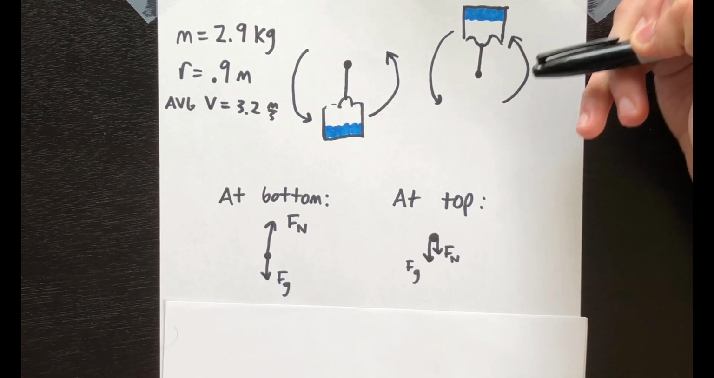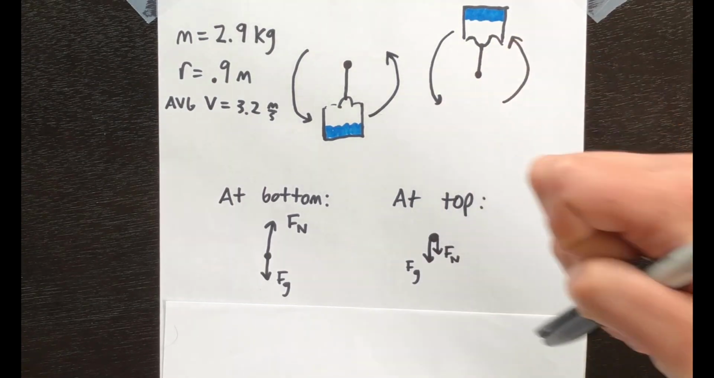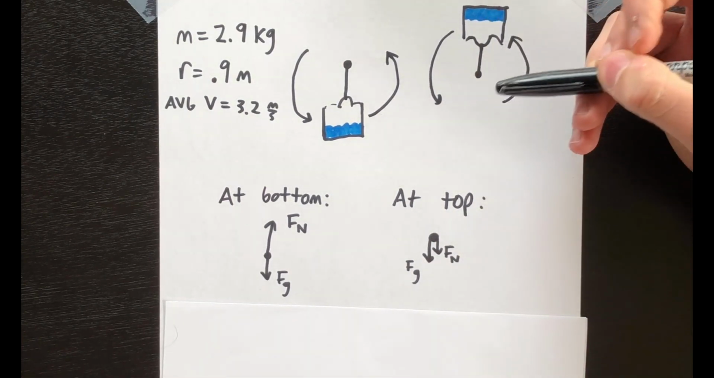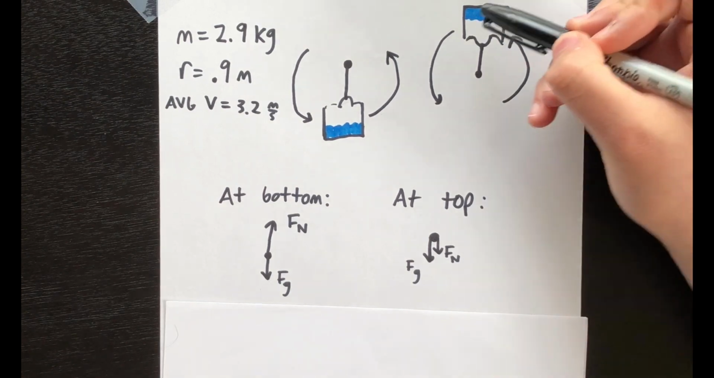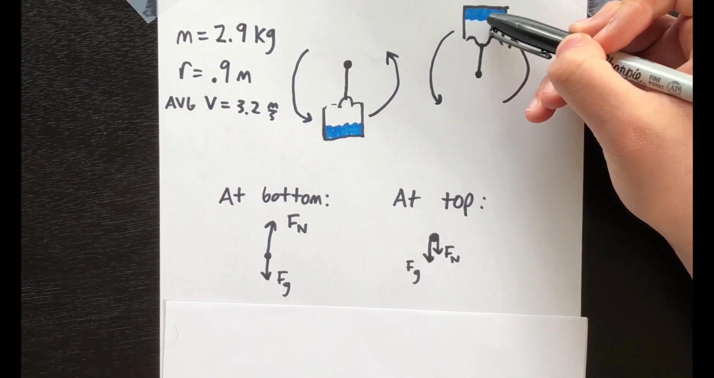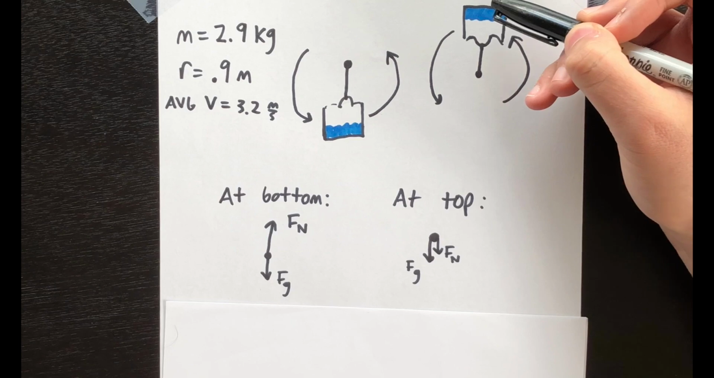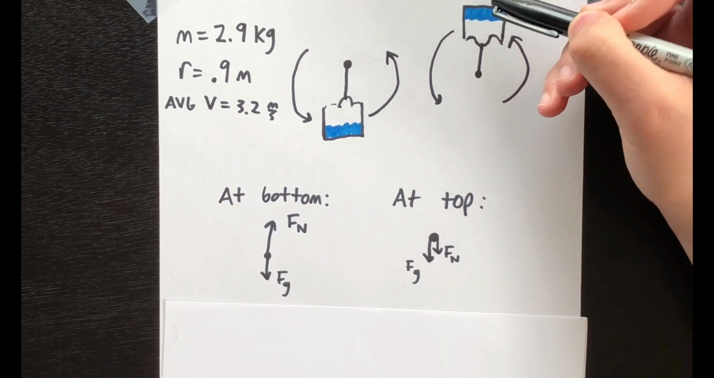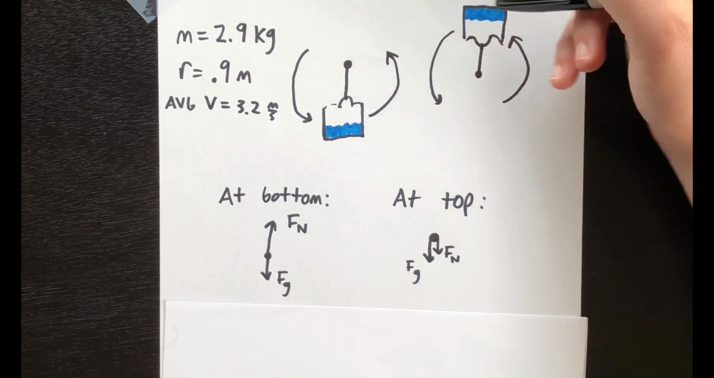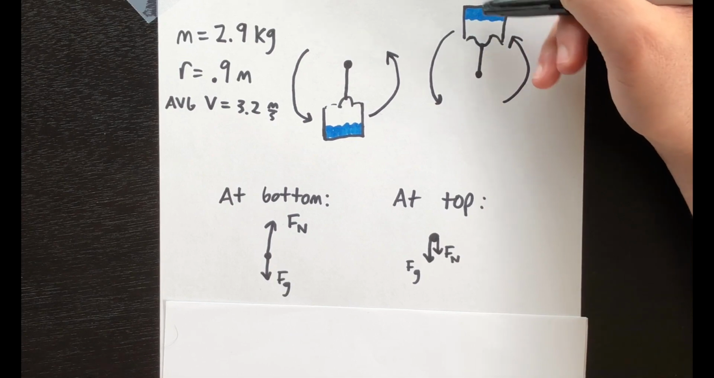Now this confuses a lot of people because it seems like, well, if there's a force pointing down, wouldn't the water come out of the bucket? But it's actually the opposite. The bucket pushes down on the water while the water pushes up on the bucket. And the velocity in the meantime is this direction, and the force is this direction, causing it to make a circle.